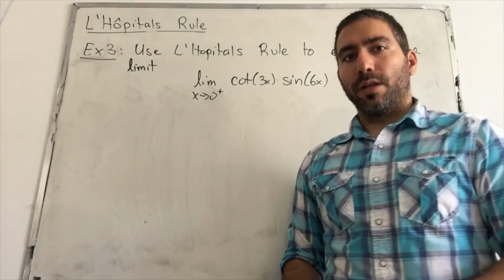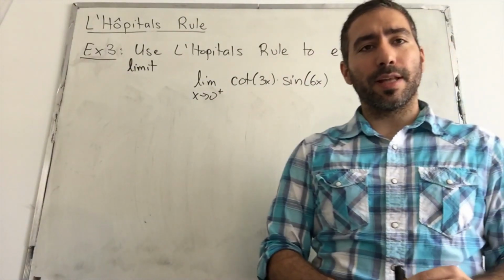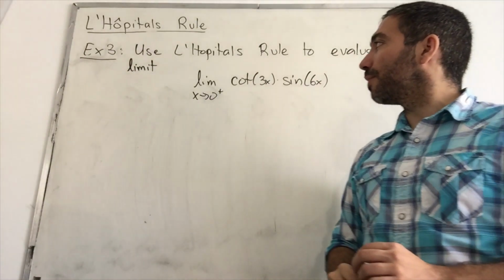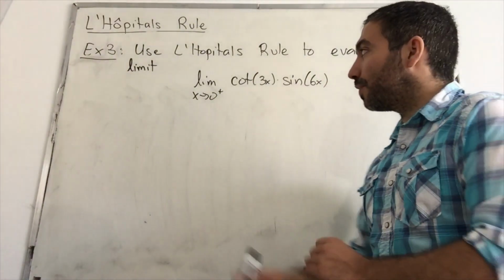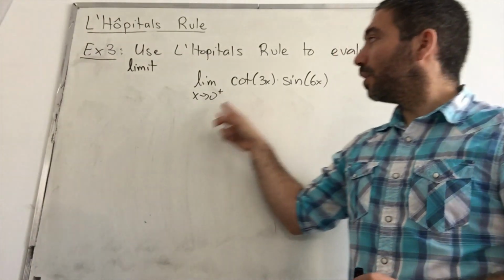from the positive side. So in this example over here, example number 3, we have to use L'Hopital's rule to evaluate the limit, and the limit that's given is the limit as x tends to 0 from the positive side of cot of 3x times sine of 6x. So as always, pause the video, try this on your own, see if you get the same answer as I do. So the first things first, we substitute the x value with 0, plug it in, what do we get?